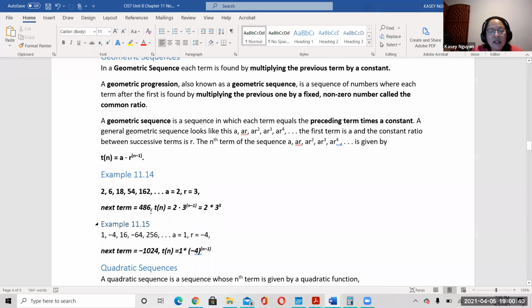Then if we apply this equation for t of n, and we're trying to solve for n equal to 6, you would take 1, which is a, times r, which is -4, raised to the power of n minus 1, and 6 minus 1 is 5. So 1 times -4 to the 5th power gives you -1024.